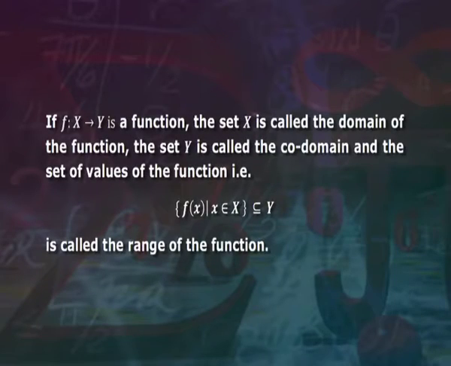If f from X to Y is a function, the set X is called the domain of the function, the set Y is called the codomain, and the set of values of the function, that is, the set of f(x) such that x is in X, which is a subset of Y, is called the range of the function.